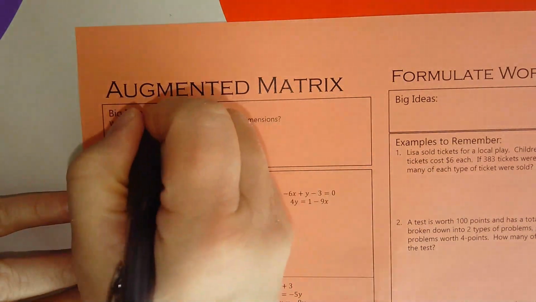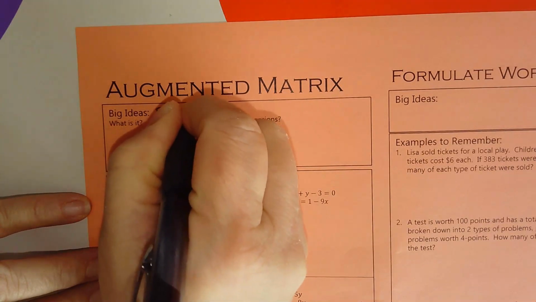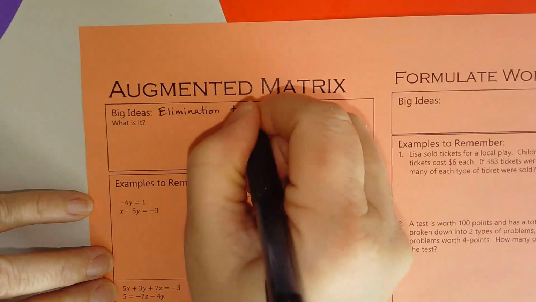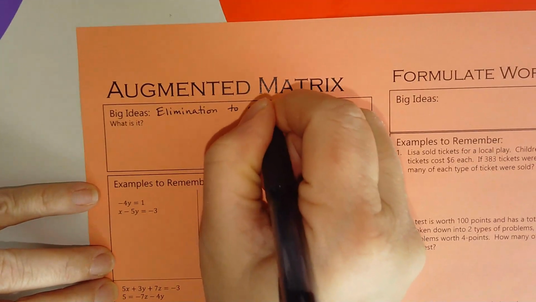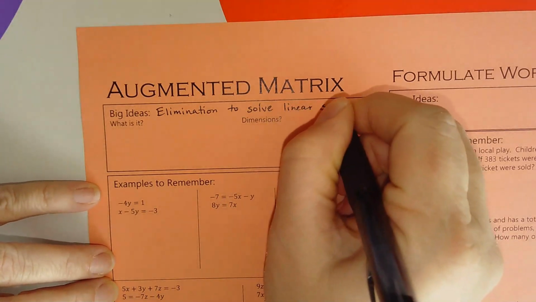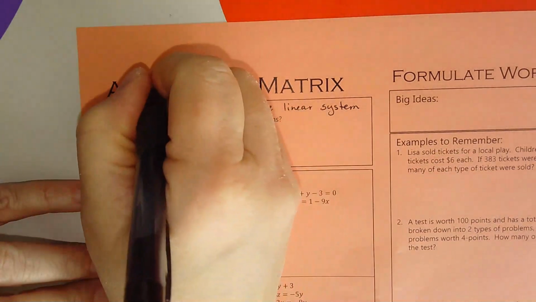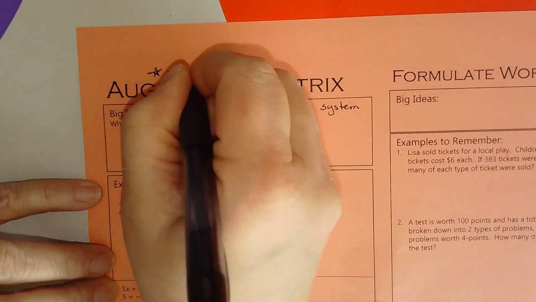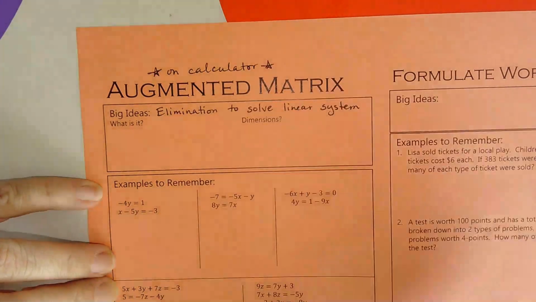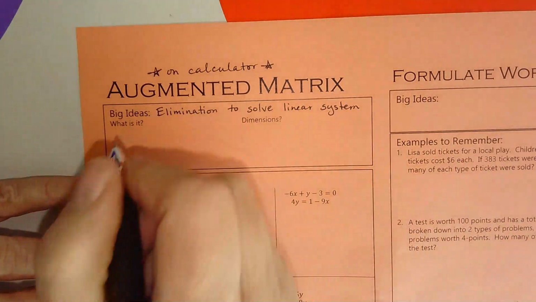The calculator will be doing elimination to solve a linear system. So elimination rules apply. You'll have to have standard form.